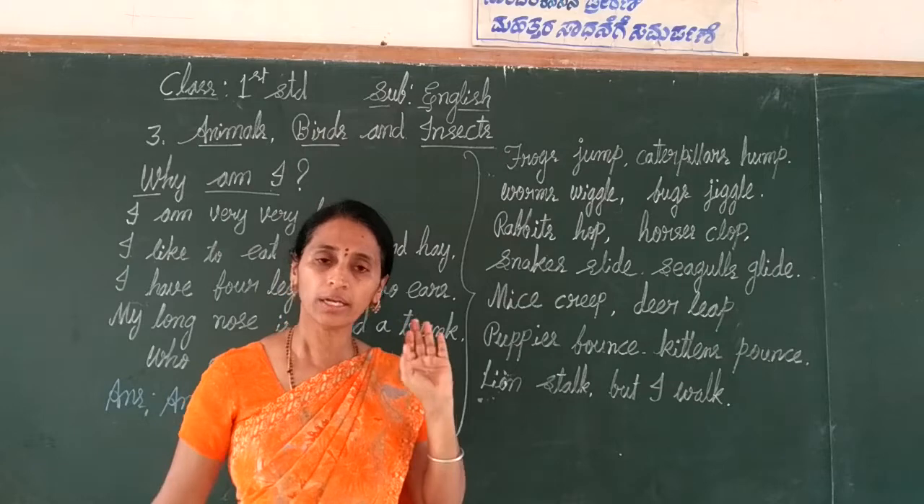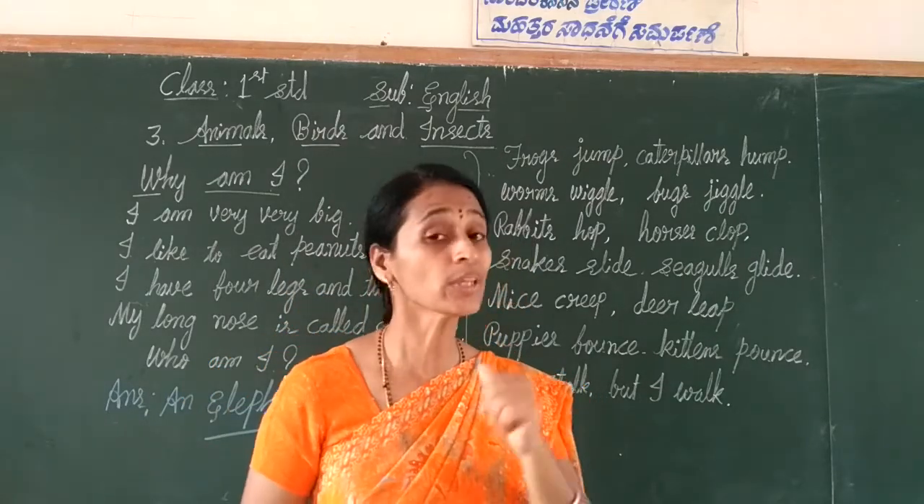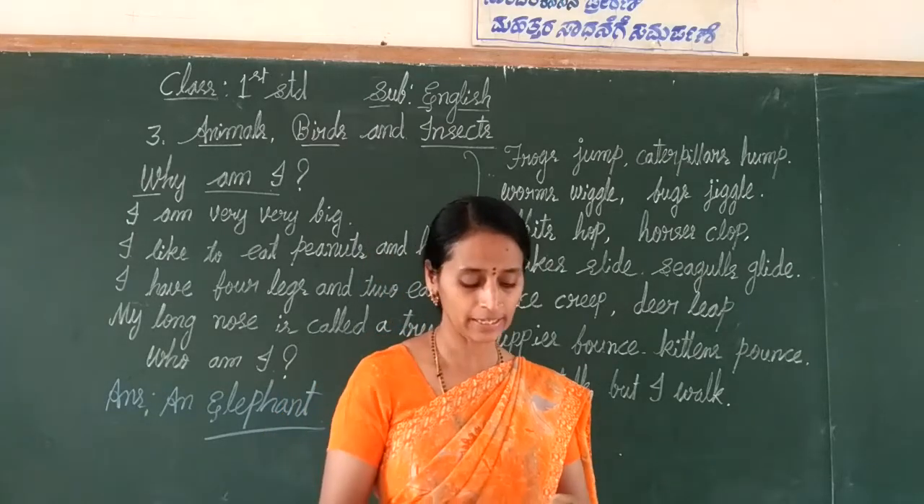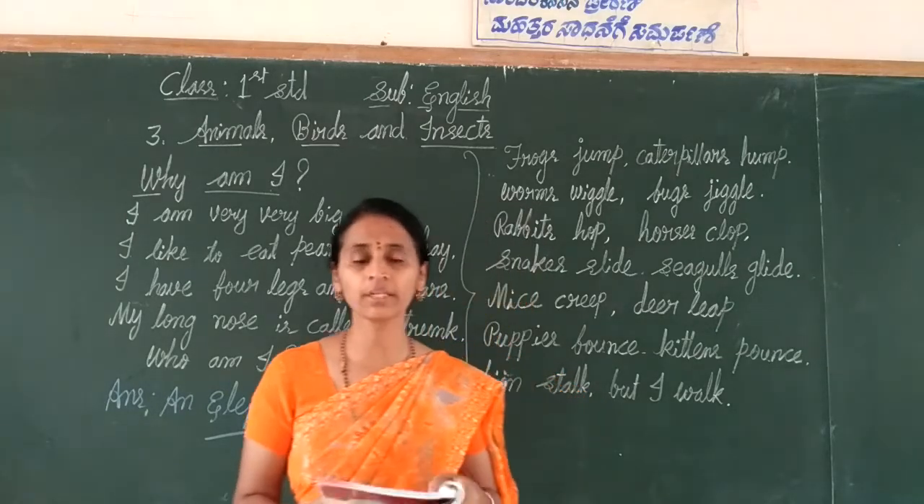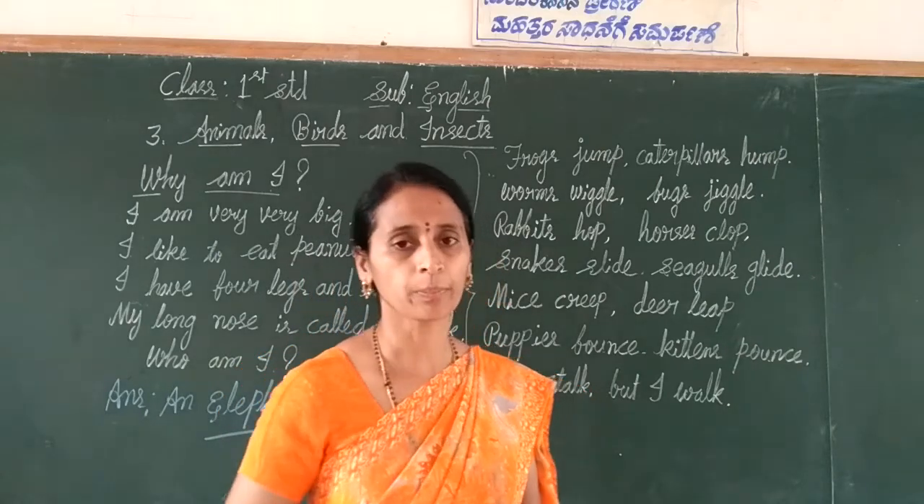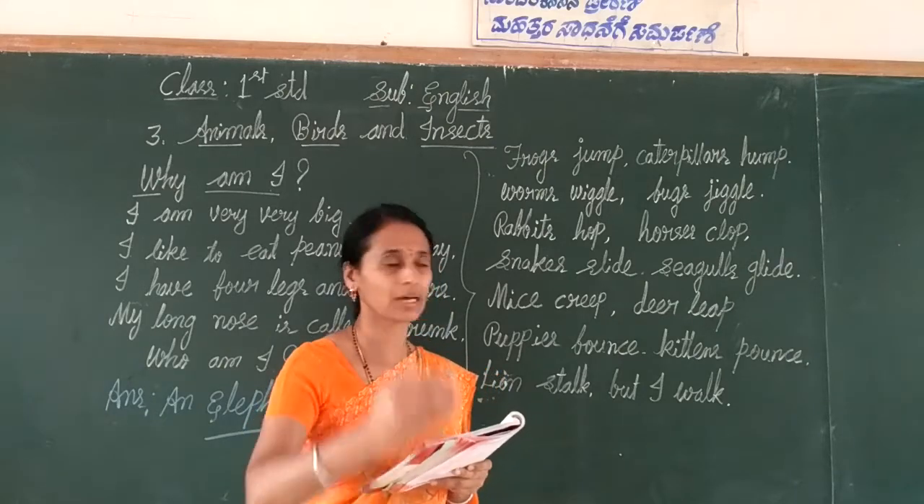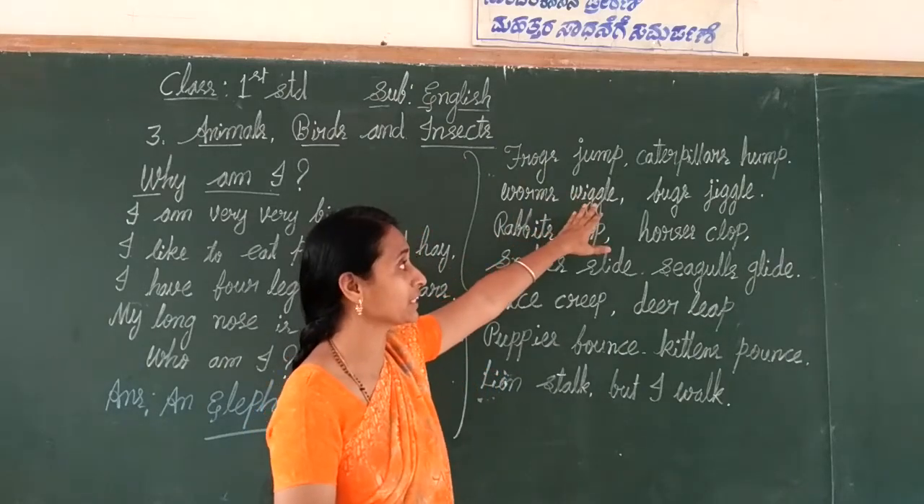See, all animals, insects, birds walk. So, how do they walk? Yes, here are some words. They are walking, a meaning word. See, frog jump. Frog jumps. Frog doesn't walk. It jumps and goes. We say frog jump.